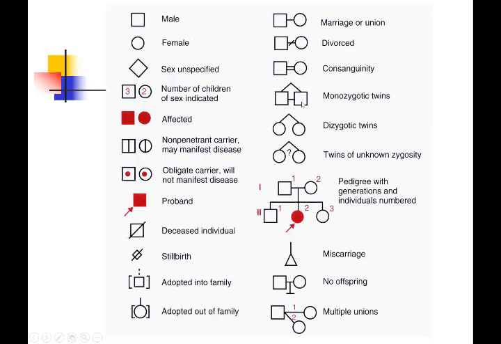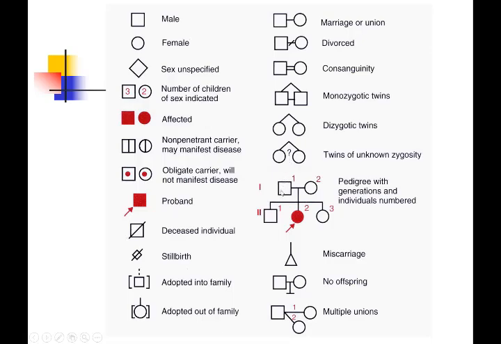Monozygotic twins, so you will put a line between the twins, and dizygotic twins, you don't put any lines between the twins. And if you don't know the zygosity, you put question marks.